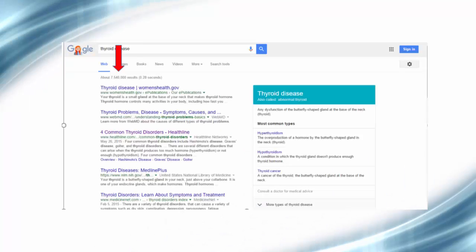Before you research any databases, you should have some idea what you are planning to write about and a list of terms related to your topic. As you can see, by entering thyroid disease on Google, there are more than 7 million items that come up.